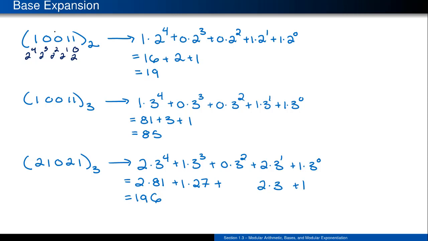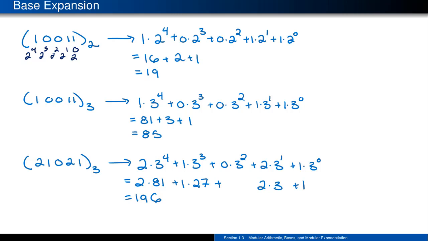So if there's 5 terms in this base 2 version, the largest exponent is going to be 2 to the 4th. So in this case, you can record this as 1 times 2 to the 4th, plus 0 times 2 cubed, plus 0 times 2 squared, plus 1 times 2 to the 1, plus 1 times 2 to the 0. In this case, it gets recorded as a 19.